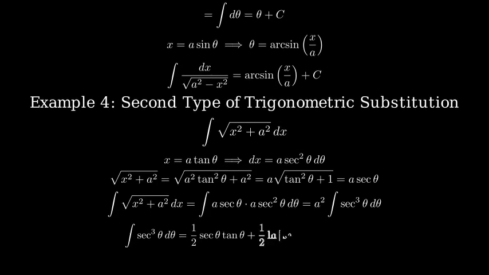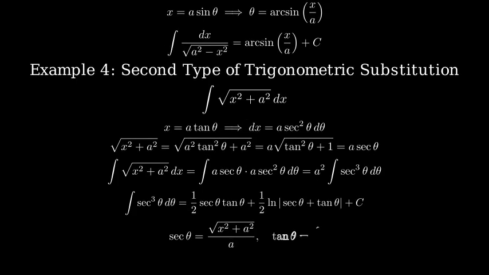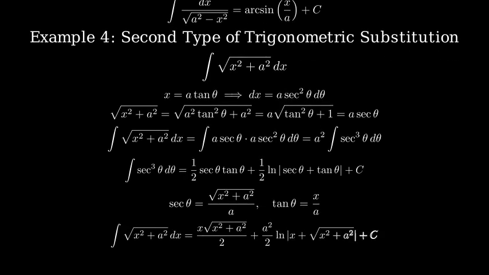For the integral of secant cubed, we can use the formula 1/2 secant theta tangent theta plus 1/2 natural log of the absolute value of secant theta plus tangent theta plus c. To convert back to x, we use secant theta equals the square root of x squared plus a squared over a, and tangent theta equals x over a. After substituting and simplifying, our final answer is x times the square root of x squared plus a squared over 2 plus a squared over 2 times the natural log of the absolute value of x plus the square root of x squared plus a squared plus c.